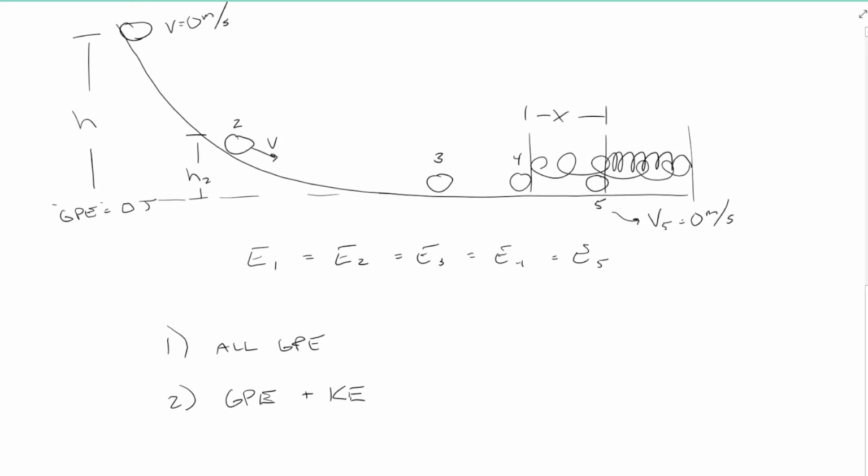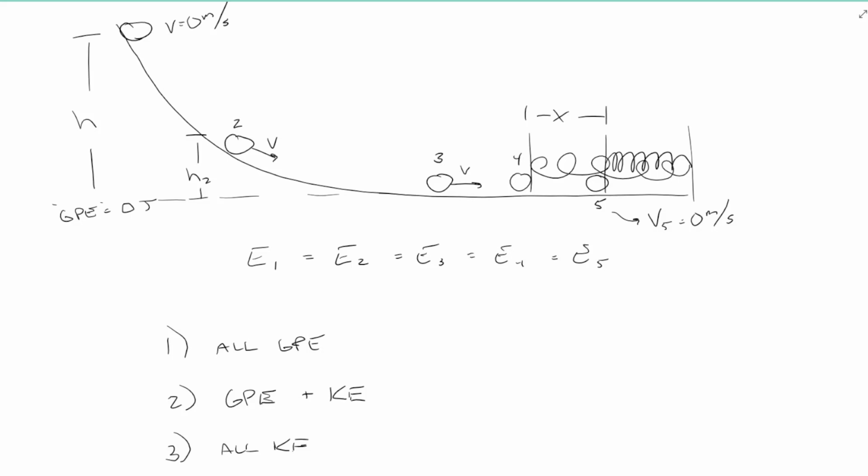And let's look at position 3. At position 3, is it elevated? No. Is it moving? Well, certainly it's got velocity that it gained from rolling down the hill, right? So it has kinetic energy. And it's not yet hit the spring, right? So all of the energy is in the form of kinetic energy. It's all kinetic energy at this point at position 3, right?